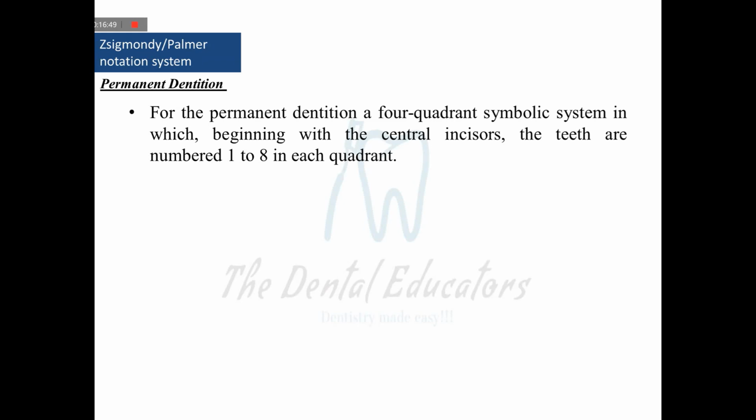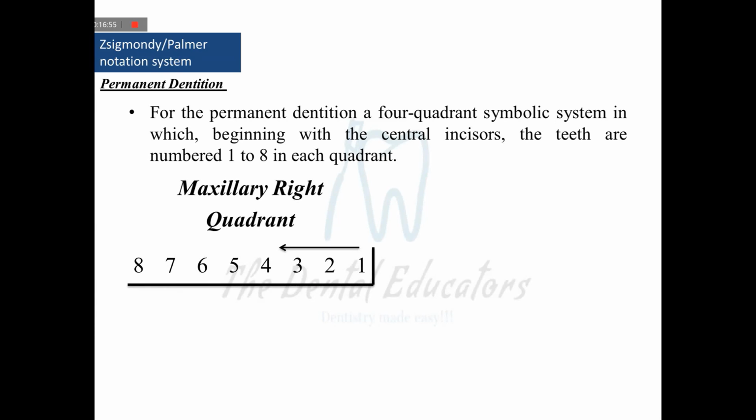So what do we do here? We make up a symbolic representation for the maxillary right quadrant, like a horizontally flipped L as we discussed earlier. Then we write down all of the teeth in the form of numbers going from the midline. So the first tooth from the midline is the first permanent central incisor of the right hand side, which we write as tooth number 1.